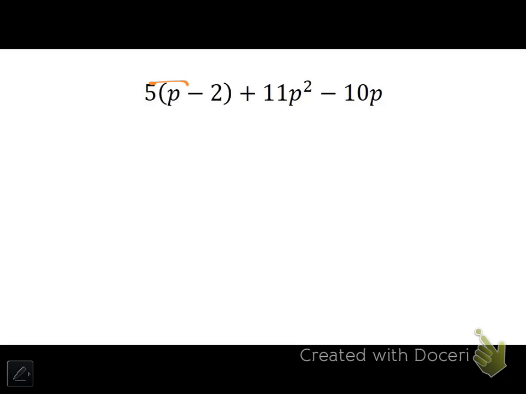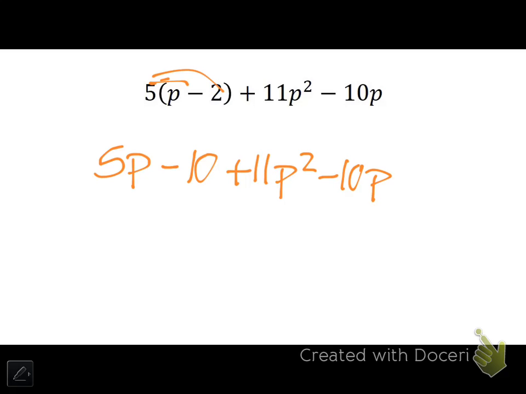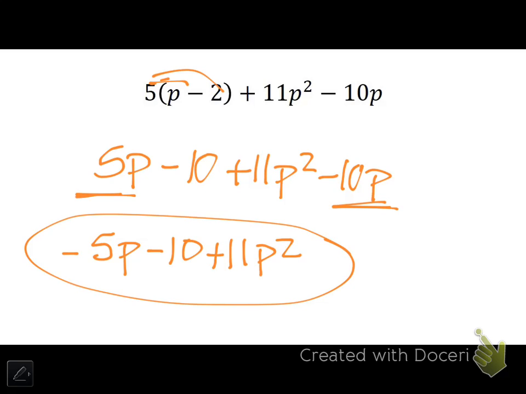Okay, this we got to distribute first because I see parentheses. So 5 times p is 5p. 5 times negative 2 is negative 10. Okay, looks like we have two of these that we can combine to get negative 5p minus 10 plus 11p squared. And we can't combine any of those because none of them are like terms.